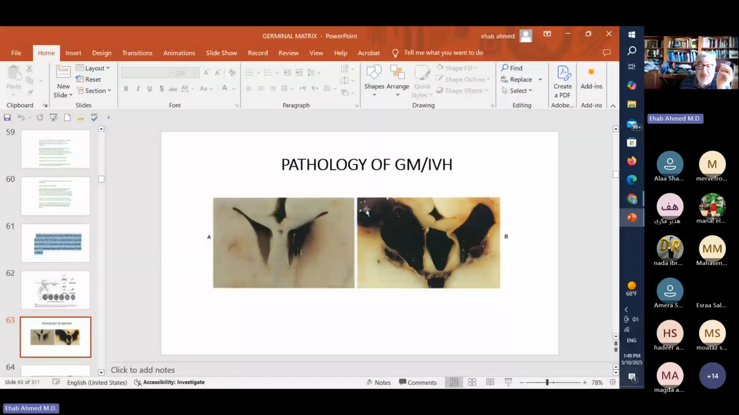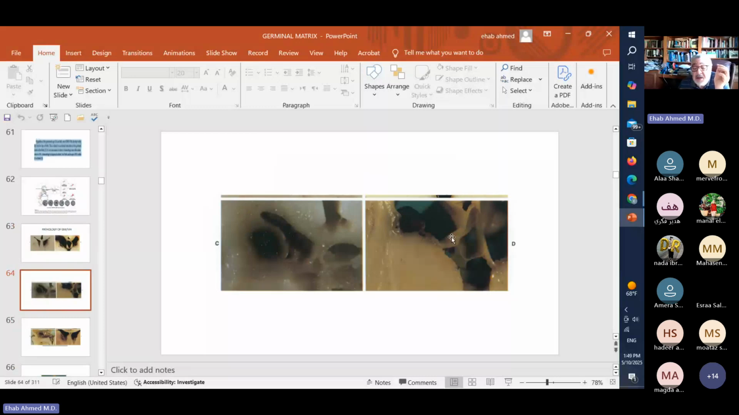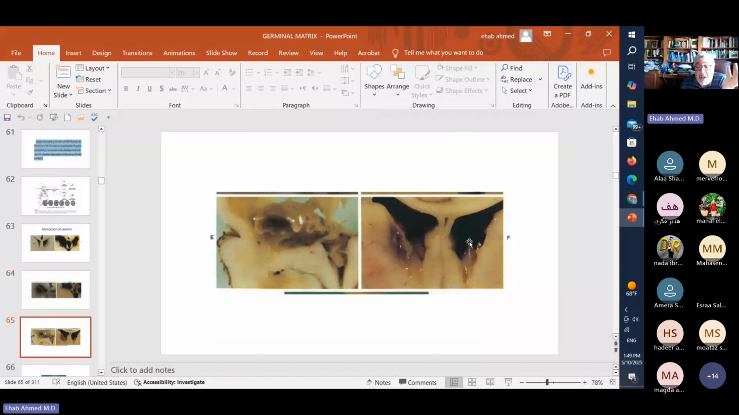And in the parenchyma, there is a hematoma. And this hematoma will have some color changes depending on the hemolysis of red cells. And after some time, there will be a cyst formation. And these are the 7 stages.